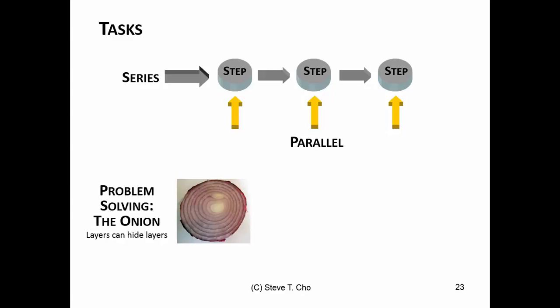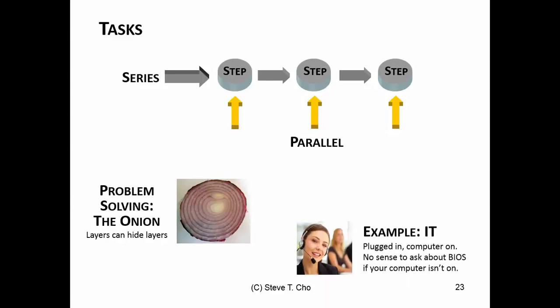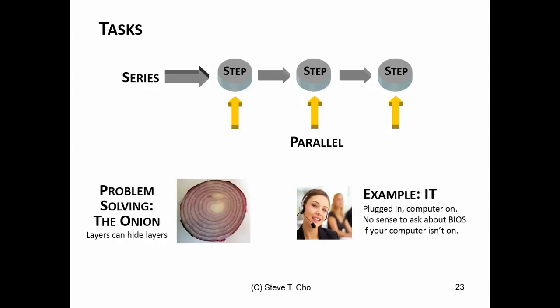Now, after you've made sure that every step works and that you've figured out the series process, when something breaks down, you have to maintain your series discipline, and it's called the onion. That's that you have to account for the outside layers first before you can make any conclusions about the inside layer. An example of that is actually IT.